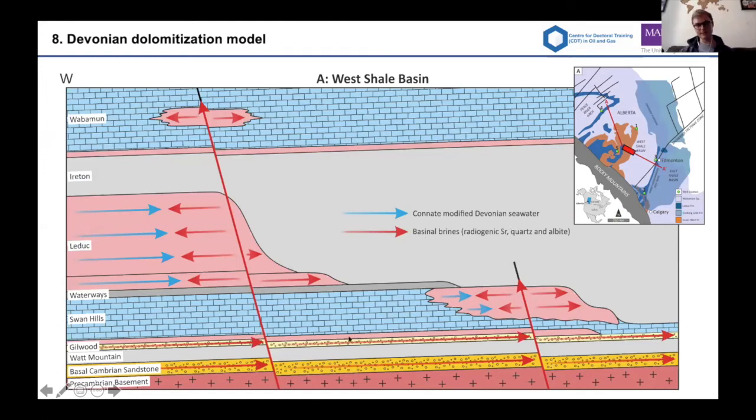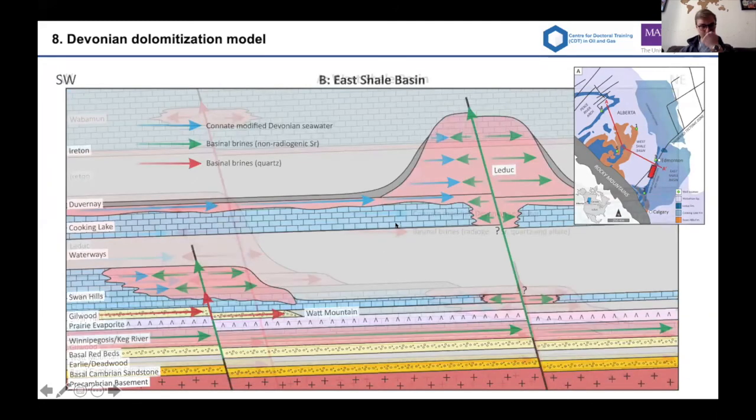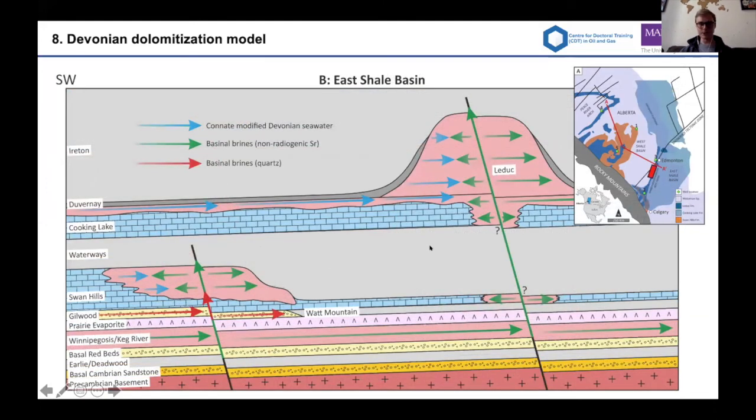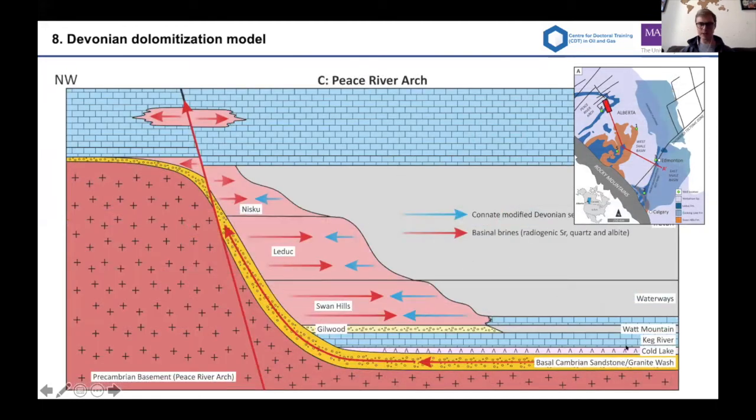So we've interpreted that to represent the fact that you've got dolomitizing fluids that have interacted with basal clastic aquifers before dolomitizing overlying carbonate strata. And then conversely, in the East Shale Basin, because there's no radiogenic strontium or authigenic quartz or albite, bar minor examples, we interpret that there was a basal carbonate aquifer before fluids migrated upwards and dolomitized overlying carbonates. And then finally, in the Peace River Arch area, we have a similar situation, with radiogenic strontium and authigenic quartz and albite, with fluid migration up faults into overlying carbonates too.